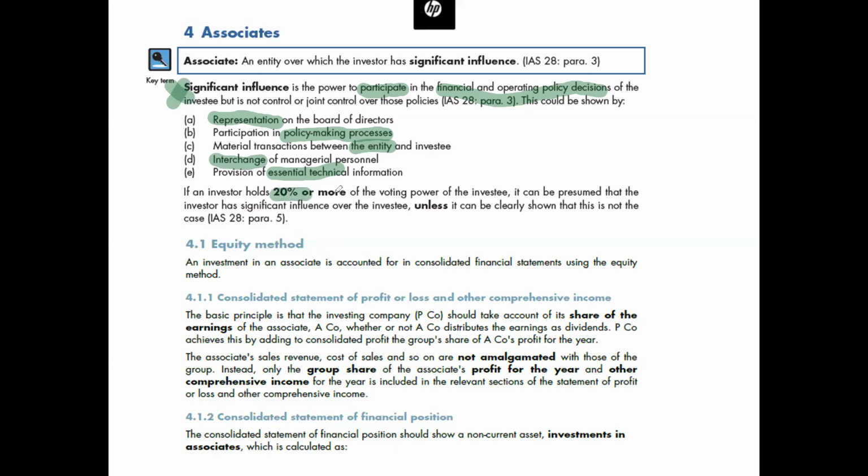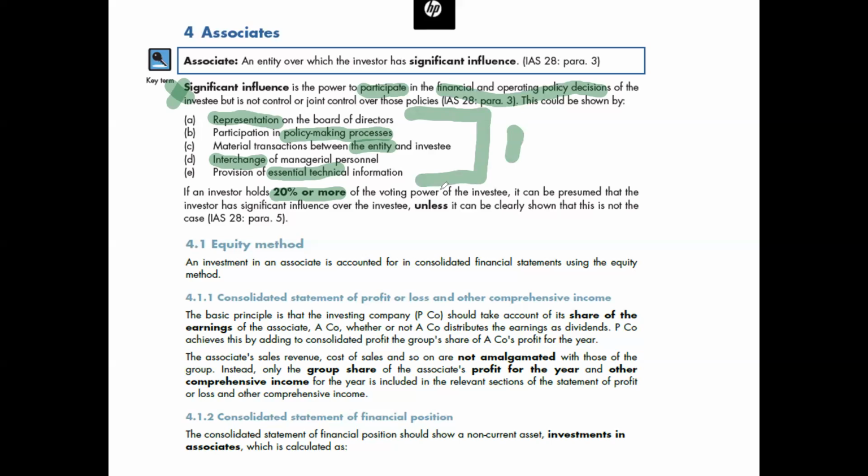Normally it's when there's 20% or more, but that applies if I don't give you any other information. The moment I give you information, if one of these applies, and only one of them needs to be applicable, then there's significant influence.